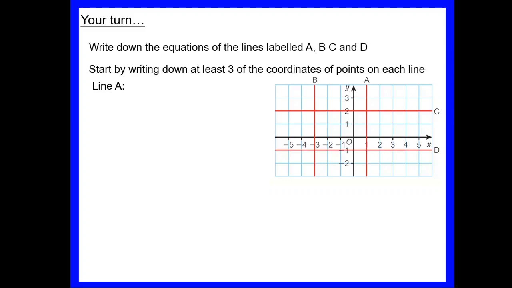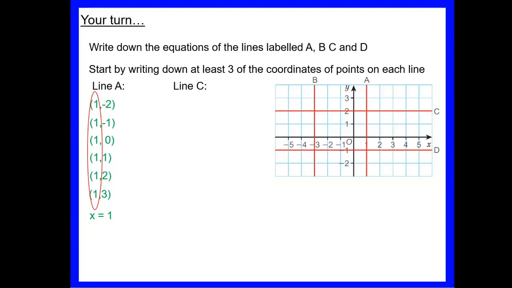Okay then, so for line A, you can have any of these coordinates. So any 3 from this list, mark yours. And you should have noticed that this first coordinate, the x coordinate, is 1 for each of them. So we call that one x equals 1.